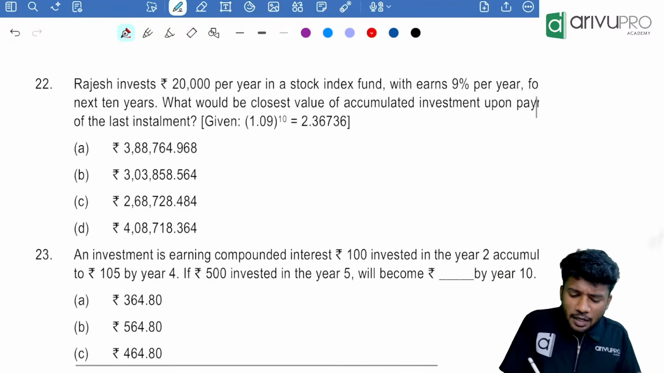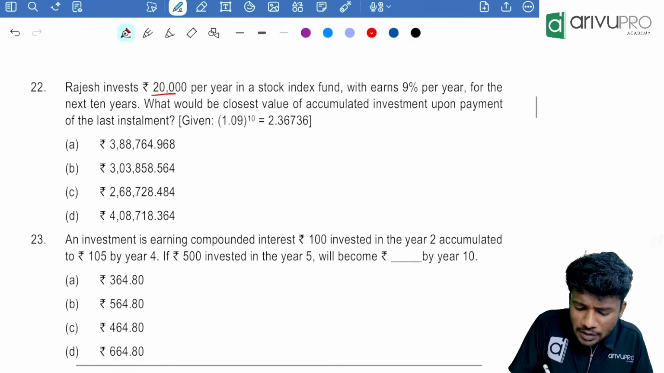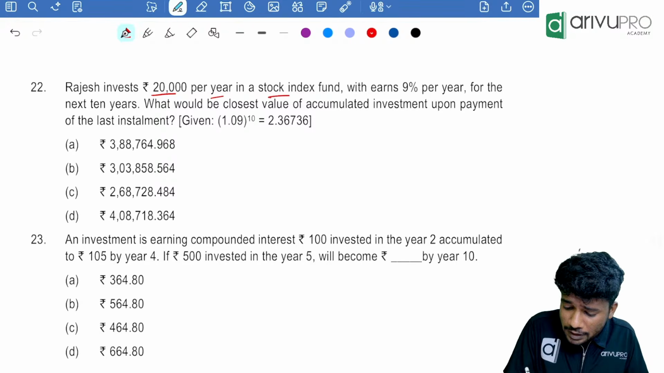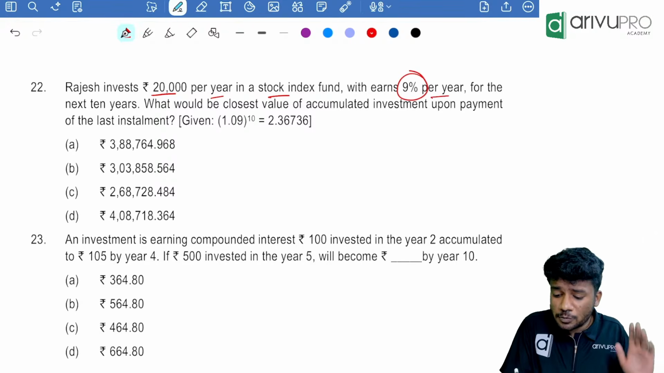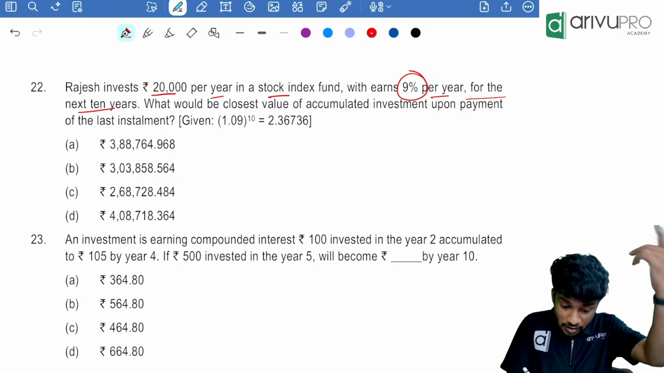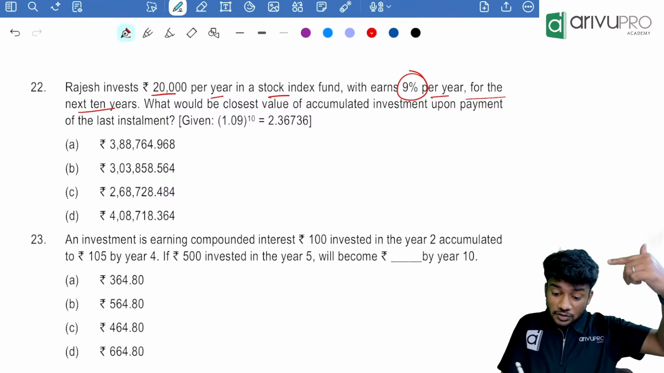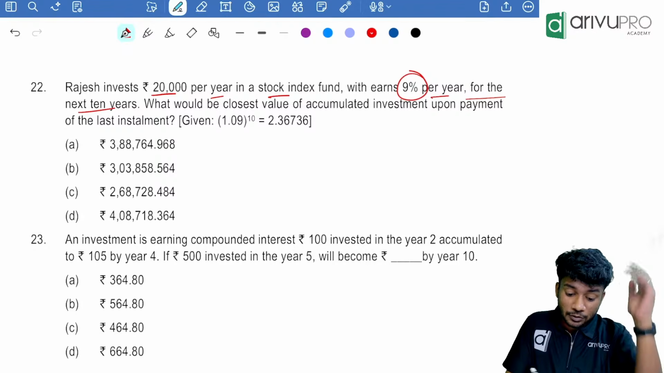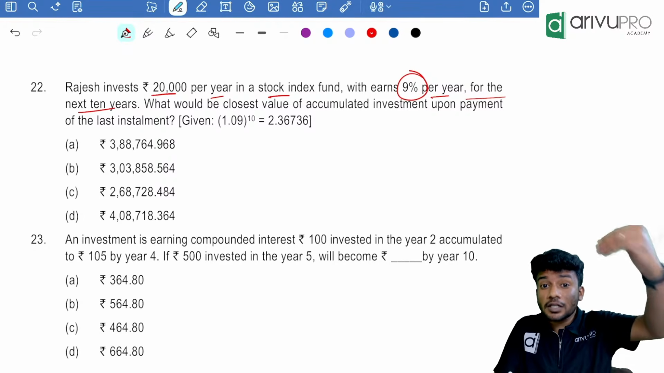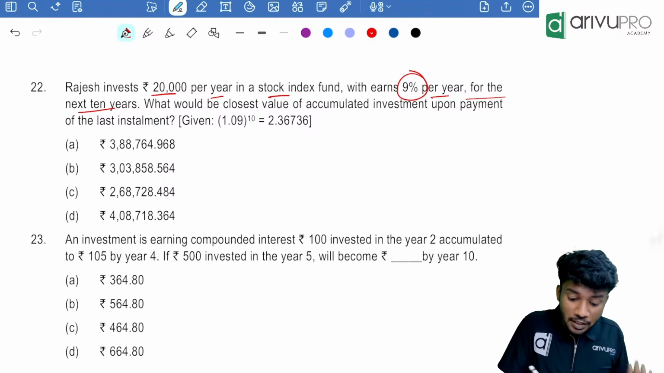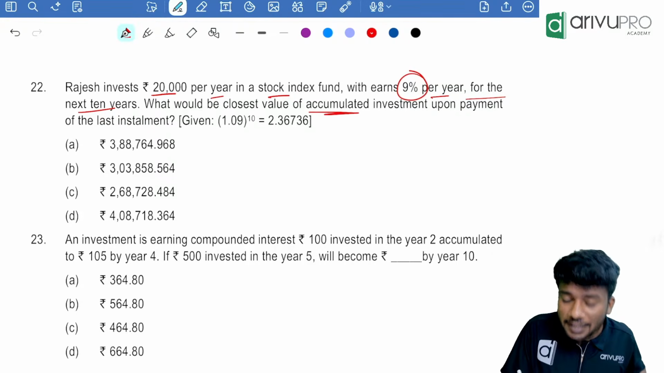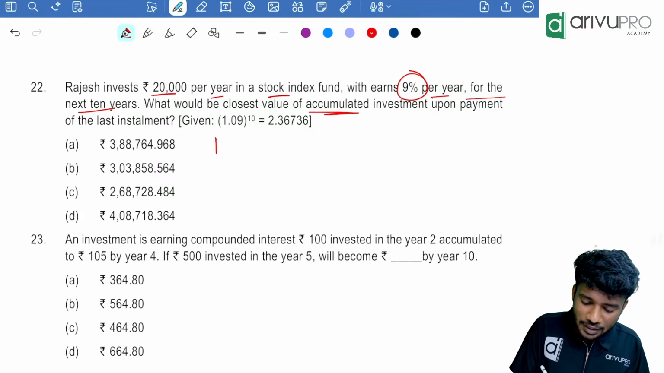Next one, people. Rajesh invests 20,000 per year in a stock index fund, earns 9% per year for the next 10 years. For the next 10 years he is getting 9%, and 20,000 is paid every year. That means an annuity is involved. What would be the closest accumulated investment? That means they are asking for the future value.